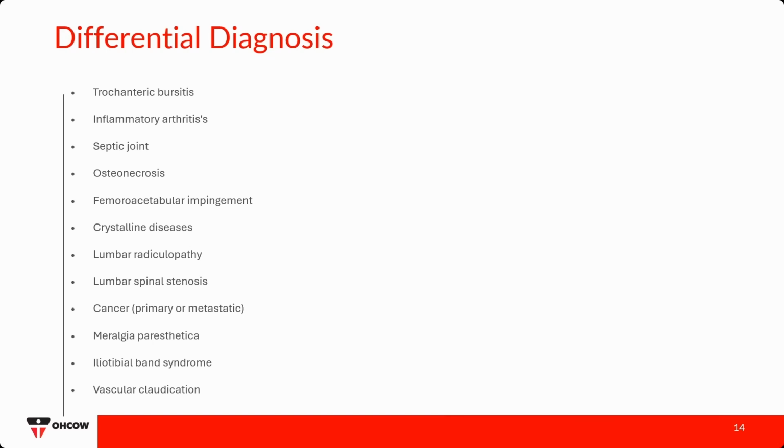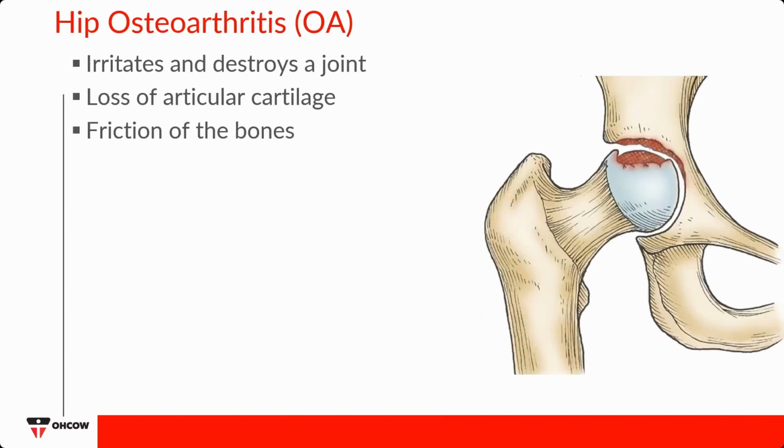Iliotibial band syndrome is pain on the lateral aspect, outer aspect of the hip, very similar to trochanteric bursitis, just extending further down. Vascular claudication relates to the blood supply in the area. Usually these people will have multiple other medical issues, for example, diabetes, high cholesterol, etc.